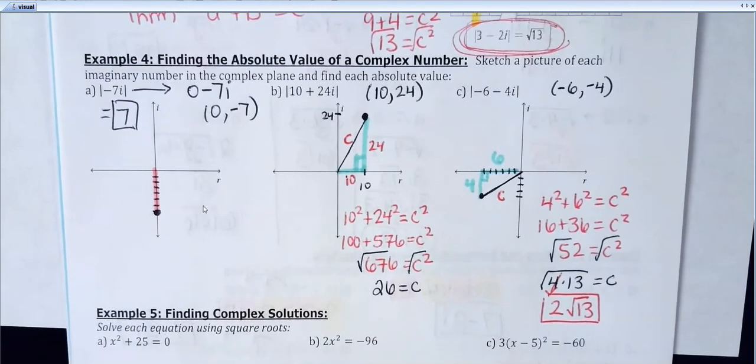Is anybody having a question about how to plot the point or find the absolute value?